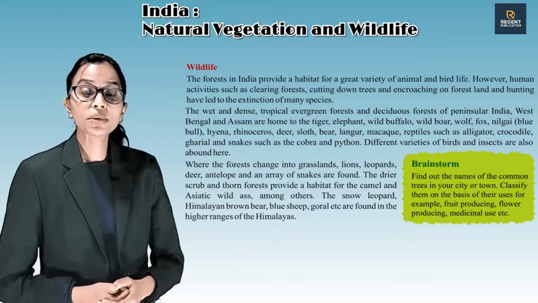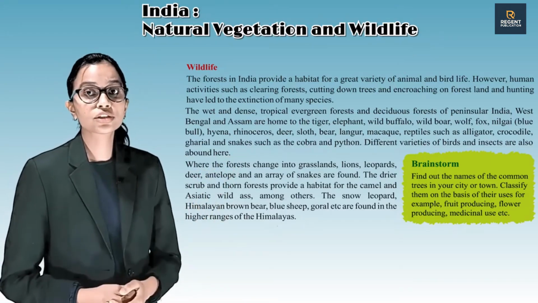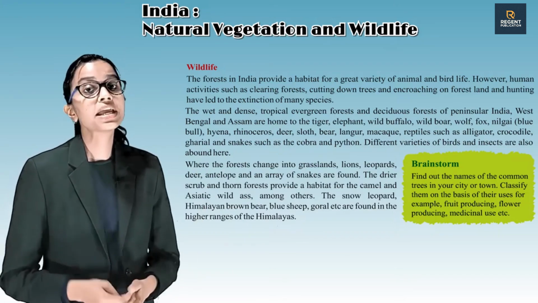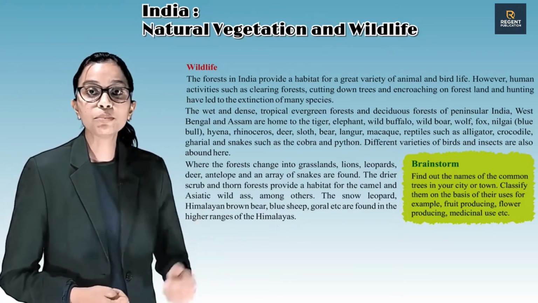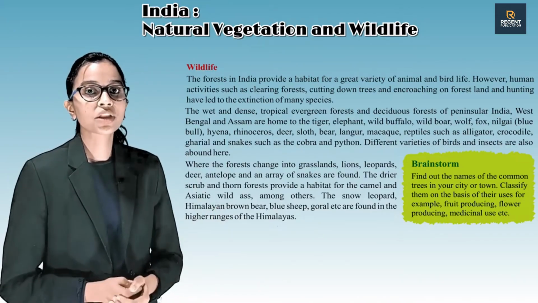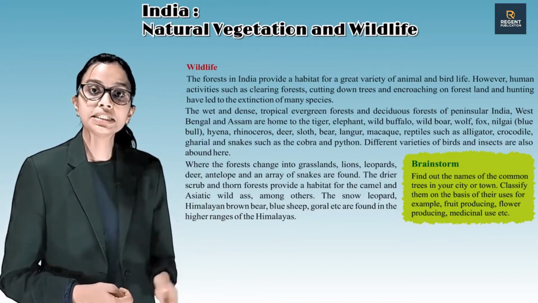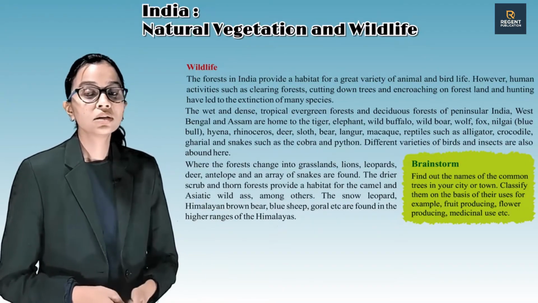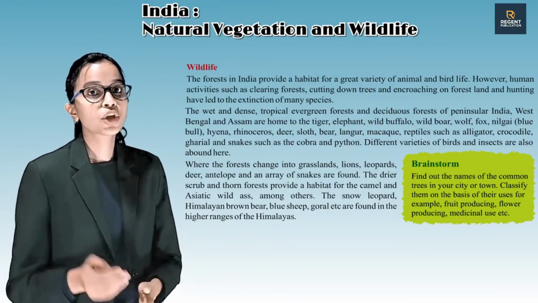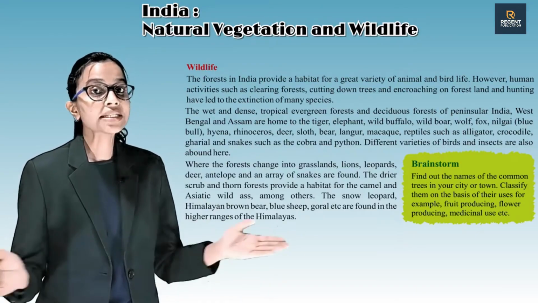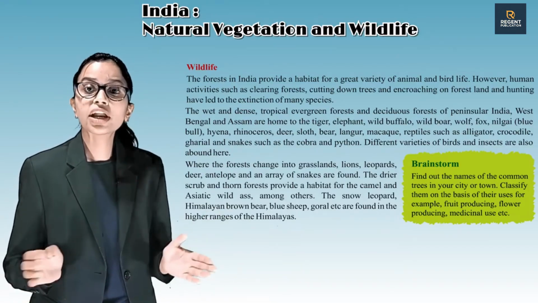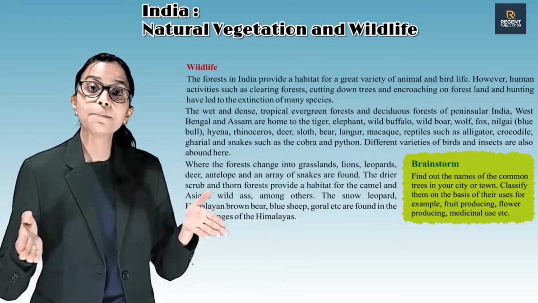The wet and dense tropical evergreen forest and deciduous forest of peninsular India, West Bengal and Assam are home to the tiger, elephant, wild buffalo, wild boar, wolf, fox, nilgai, that is blue bull, hyena, rhinoceros, deer, sloth, bear, langur, macaque, reptiles such as alligator, crocodile, gharial and snakes such as the cobra and python. Different varieties of birds and insects also abound here.